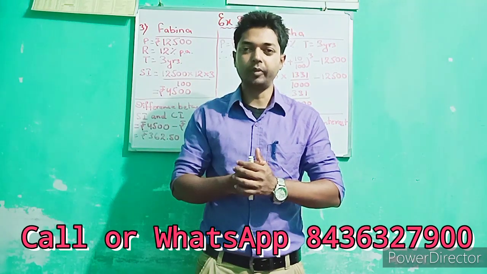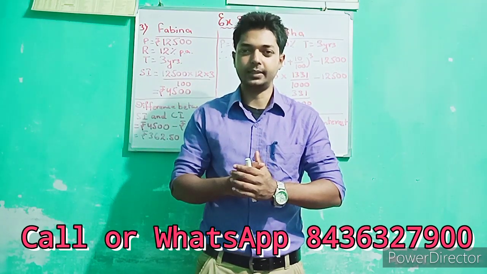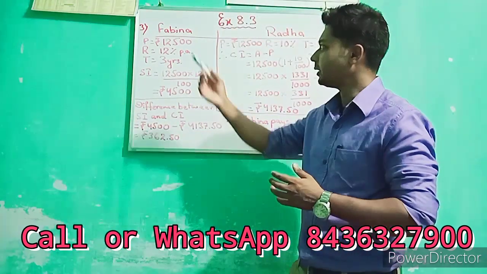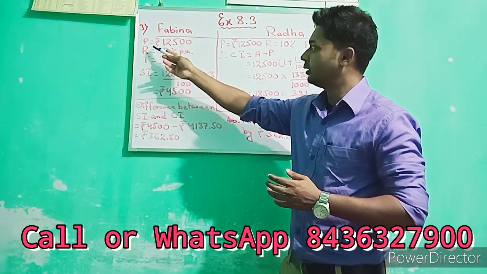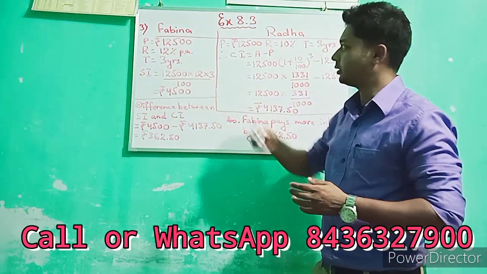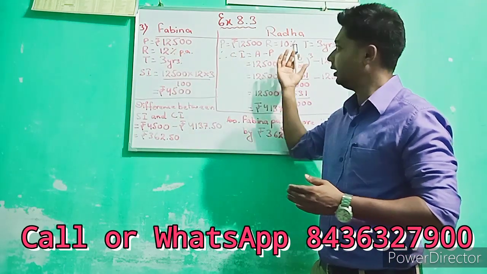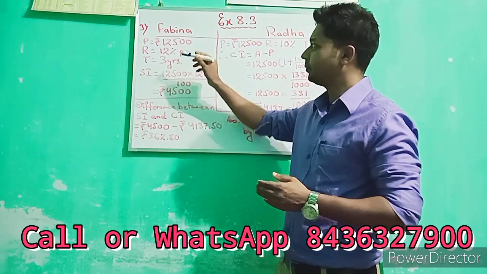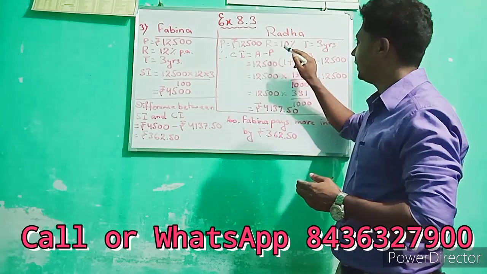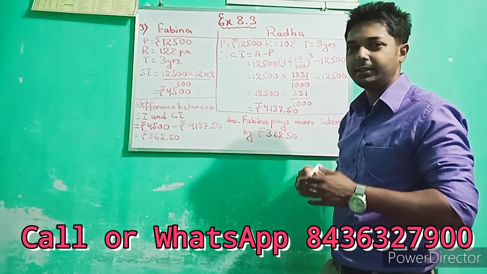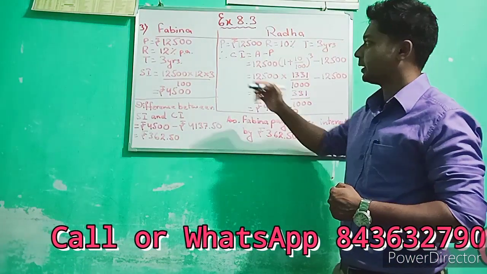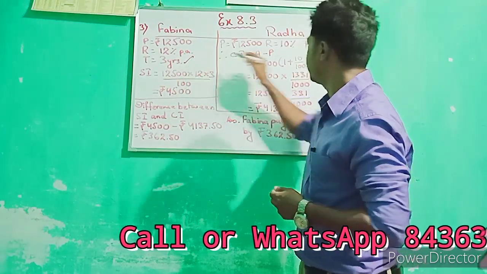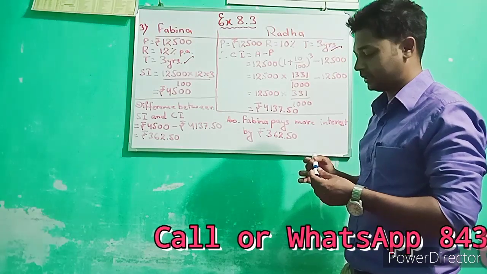So who will have to provide a higher amount of interest? Let's go and work out the sum. For Fatima the principal is 12,500. The principal is the same for both the ladies, and the rate for Fatima is 12% per annum. This is in SI, and the rate for Radha is 10% per annum. This is in CI. And the time for both of them is 3 years.